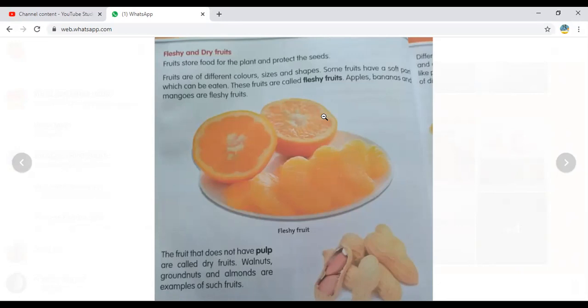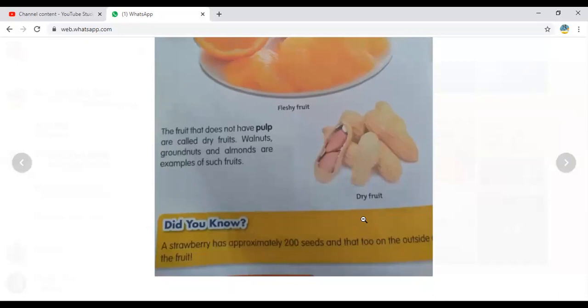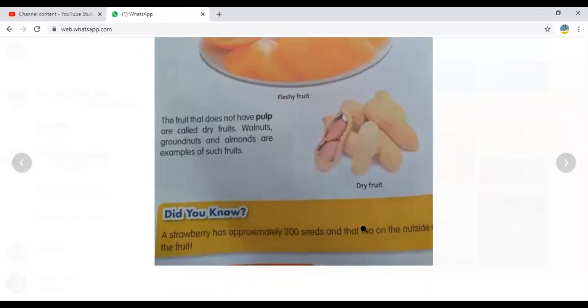Apples, bananas and mangoes are fleshy fruits. You can write any fruit name, no problem. Every fruit like that is a fleshy fruit. Dry fruits means there is no pulp. Next part. The fruit that does not have pulp are called dry fruits.